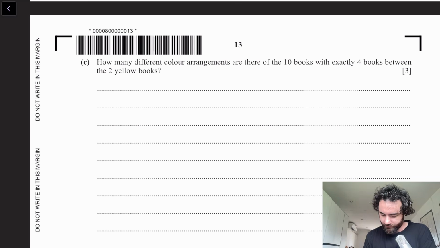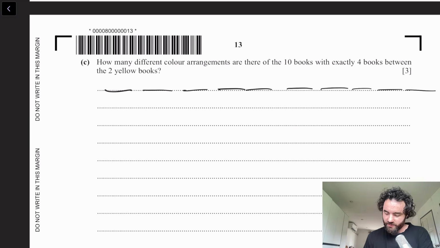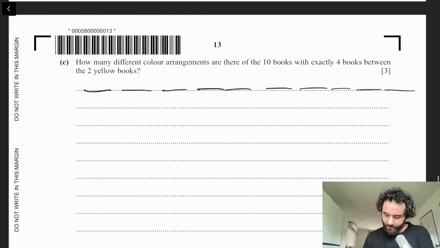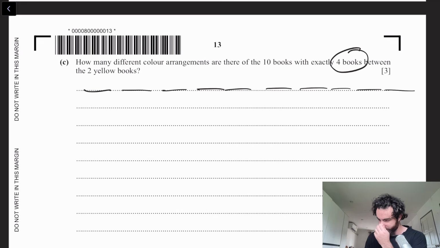How many different color arrangements are there of the books with exactly 4 books between the 2 yellow books? Oh my god. Okay, we have 1, 2, 3, 4, 5, 6, 7, 8, 9, 10 slots. We want exactly 4 books between the 2 yellow books.